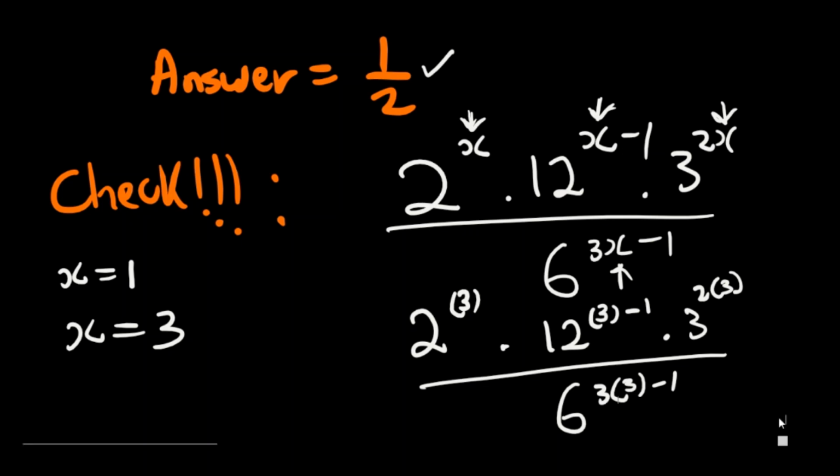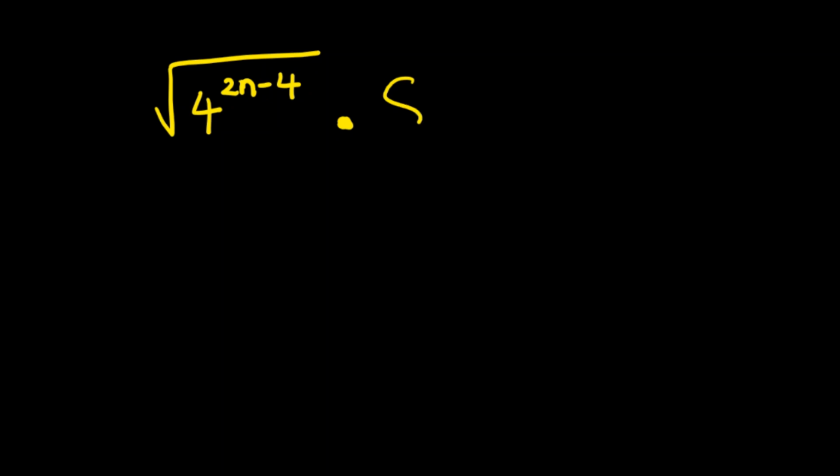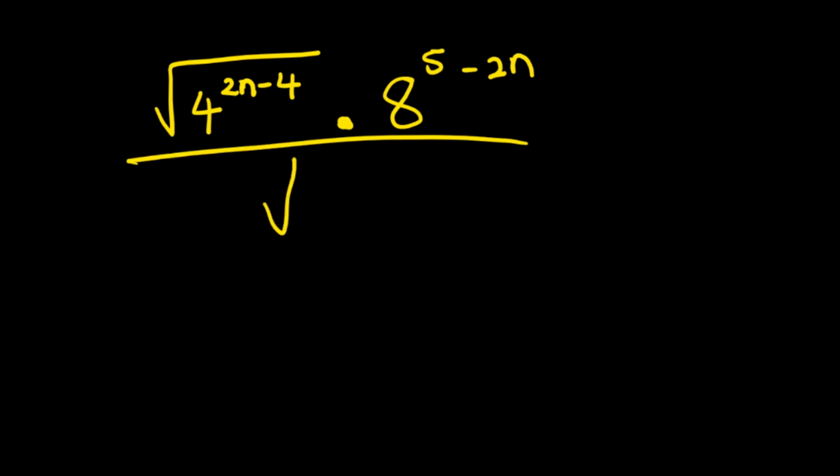There's one problem that I'd like us to do, and then from there I give you guys some problems to do. So let's continue and do one interesting problem that I have here with me. It's the root of 4 to the power of 2n minus 4, right? And it's multiplied by 8 to the power of 5 minus 2n, all over the root of 16 to the power of 6 minus 2n, right?